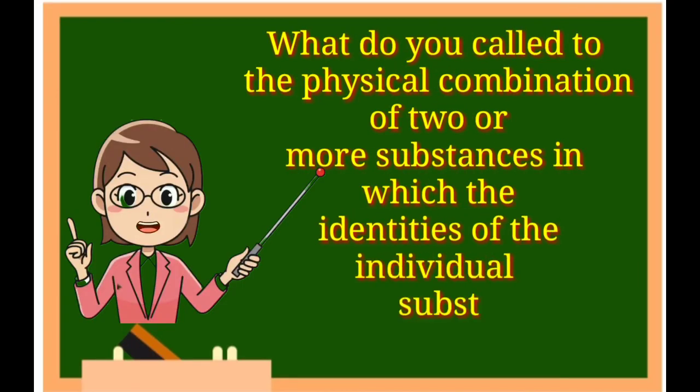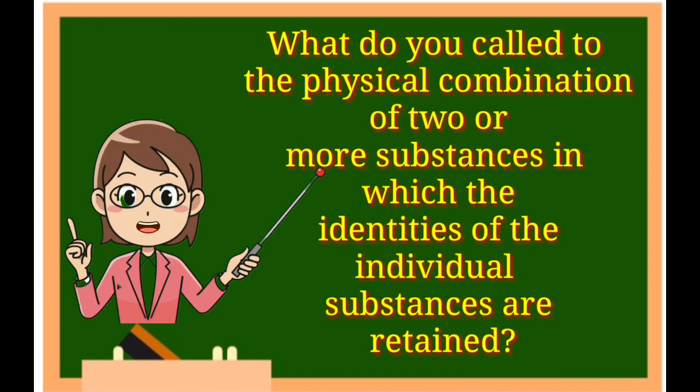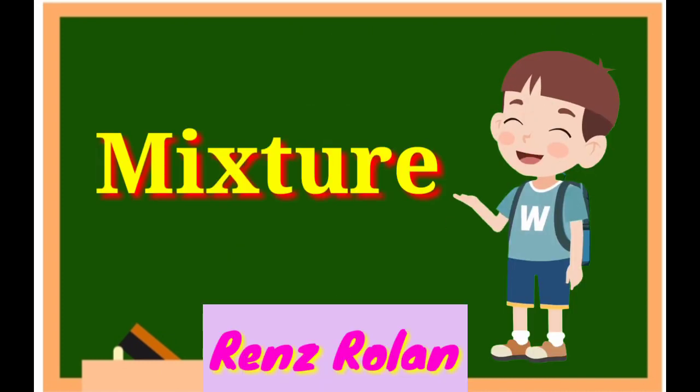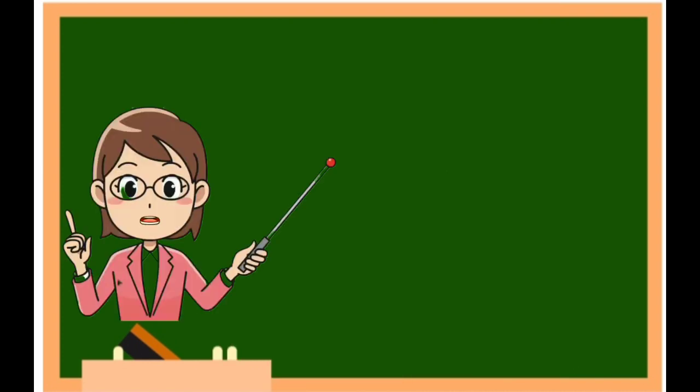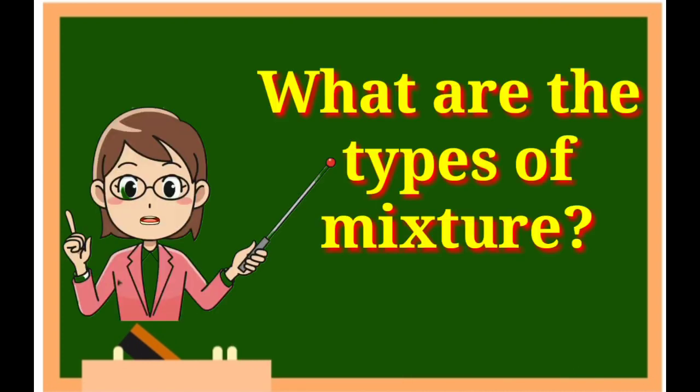What do you call the physical combination of two or more substances in which the identities of the individual substances are retained? Mixture, ma'am. Very good. What are the types of mixture?